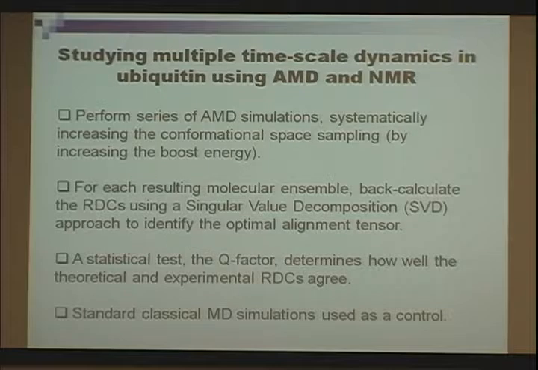And then for each of our molecular ensembles, we back calculate the RDCs using a method called singular value decomposition to identify the optimal alignment tensor. Then we can perform a statistical test called the Q-factor test to determine how well the theoretical and experimental RDCs agree, and we can compare our accelerated molecular dynamics results to standard classical MD simulations. The idea is that at some point we should sample enough conformational space that we're getting out to millisecond timescale dynamics, and at that point we should be getting the best residual dipolar coupling data.